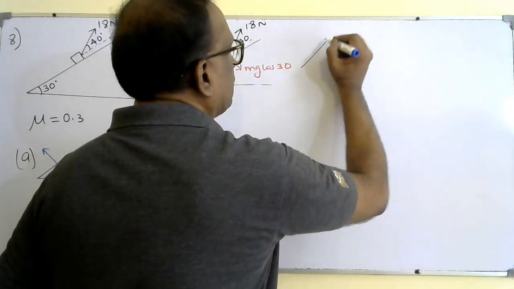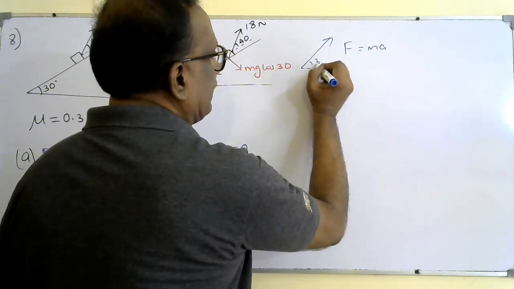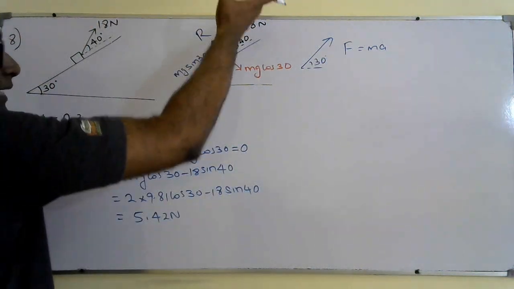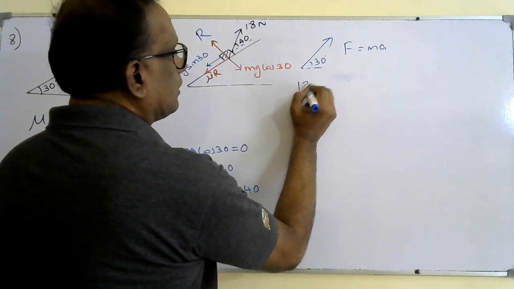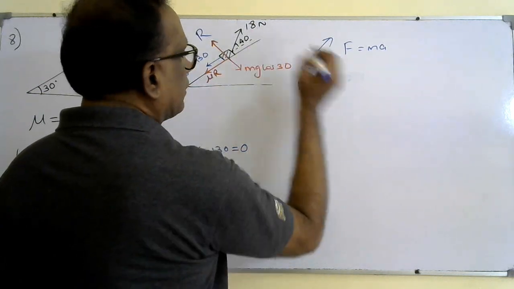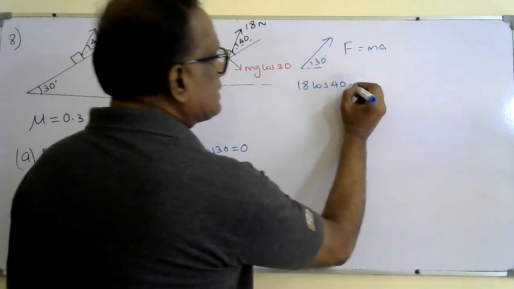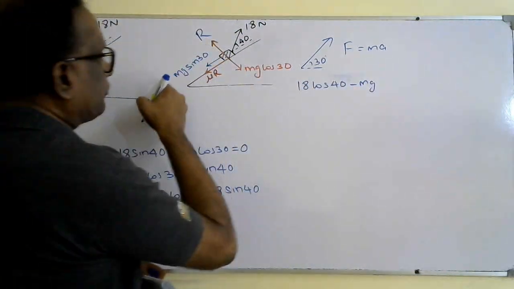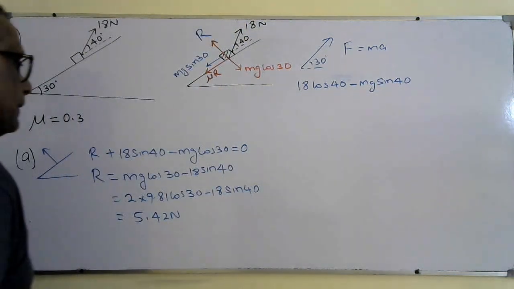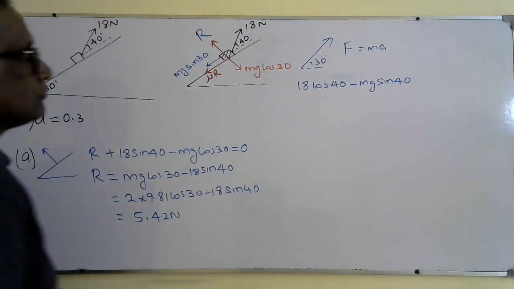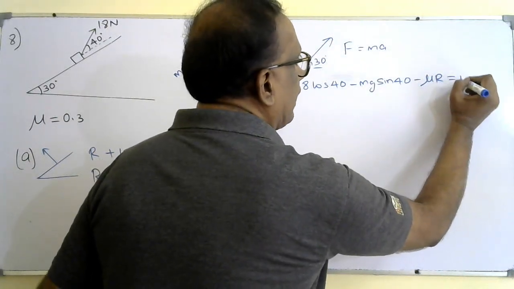Along the plane up, F equals ma at an angle 30 degrees. What are the forces acting along the plane up? 18 cos 40 is the component along the plane up. Then minus the component of the weight, minus mg sin 40, minus friction mu R, equal to ma.